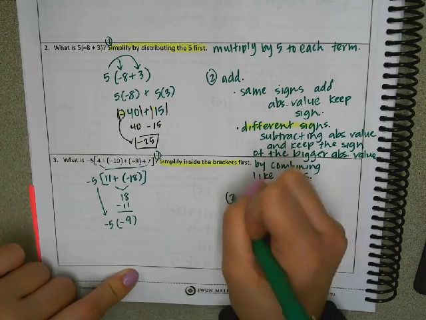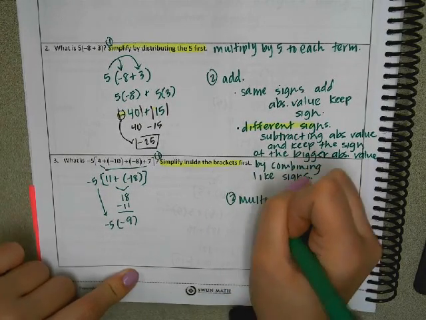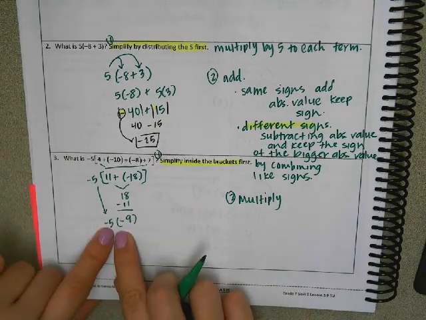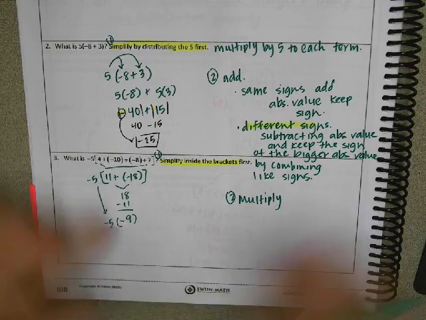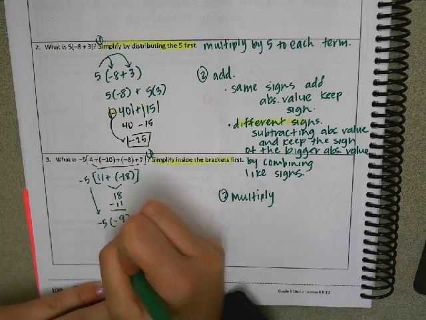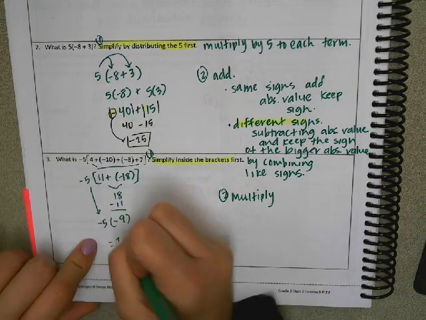Step 2 is to multiply. And remember, I have same signs. Now I have a negative 5 and a negative 9. So with same signs, my answer is going to be positive. So a positive 5 times 9 is 45.